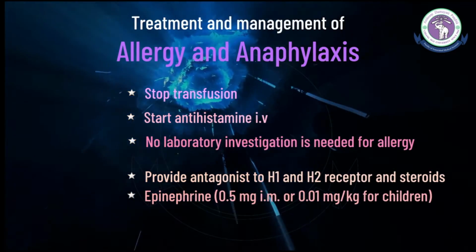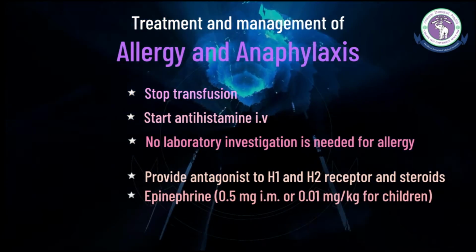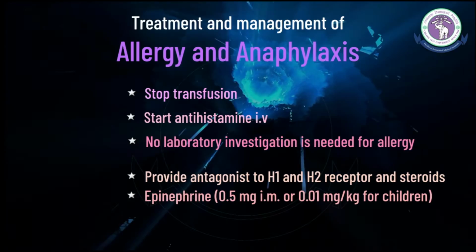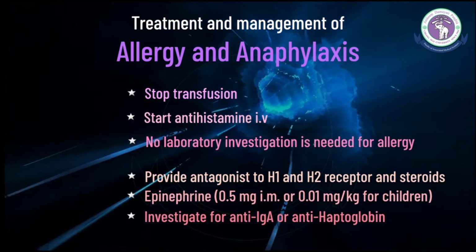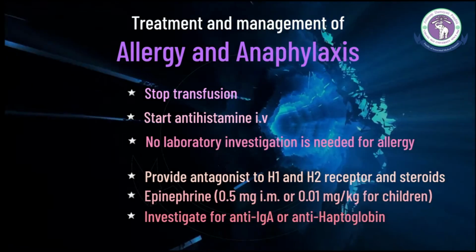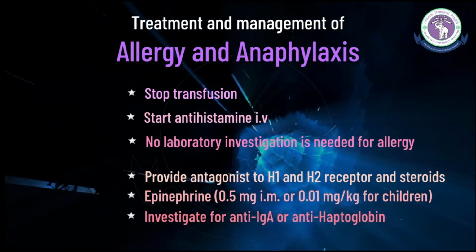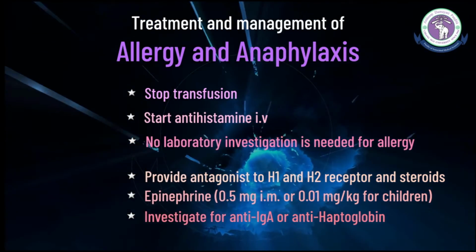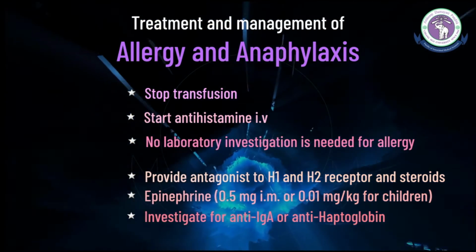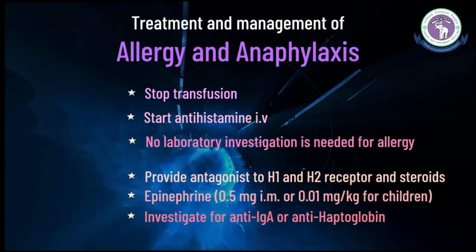Anaphylactic shock may occur in IgA or haptoglobin negative patients who develop anti-IgA or anti-haptoglobin. So, investigation for anti-IgA or anti-haptoglobin, together with the absence of those antigens in the patient's serum, should be performed to differentiate anaphylactic reaction from anaphylactoid reaction.